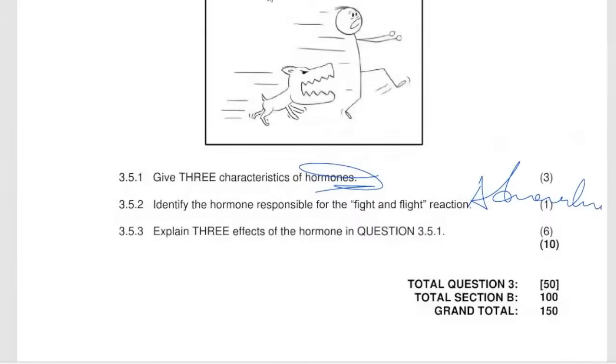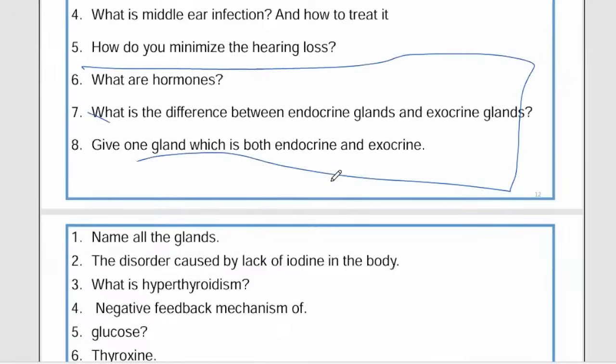So that is it. Let's go to the catch up and then we see what we can catch up. What are hormones? We said that these are chemical messengers required in small amounts, protein in nature, then transported to the target organs. What is the difference between endocrine gland and exocrine gland? Endocrine glands, they produce hormones. Exocrine glands, they produce other substances like digestive juice and mucus. Yes. Endocrine glands are ductless glands. Exocrine glands are duct glands.